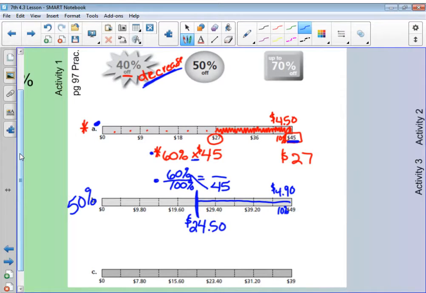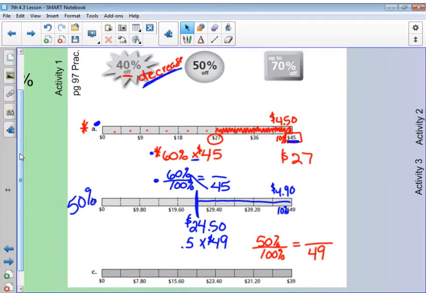Okay, the other method is I could have figured out 50% or 0.5 of $49. Or I could have set it up as a ratio, 50% over 100%, because it's always going to be over 100%. And when I was paying full price, it was $49 was the same as the 100%, cross multiply, divide. Either way, we still are going to get our $24.50. I'm going to mark these really quick with our answers.